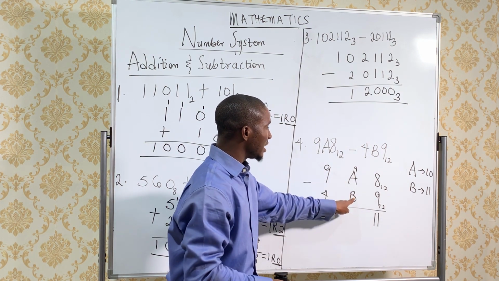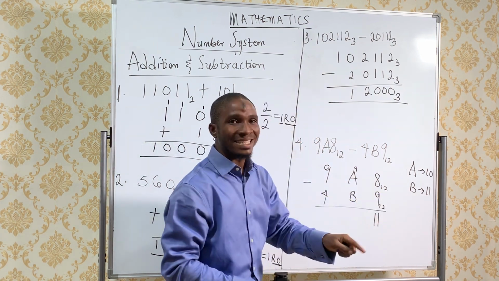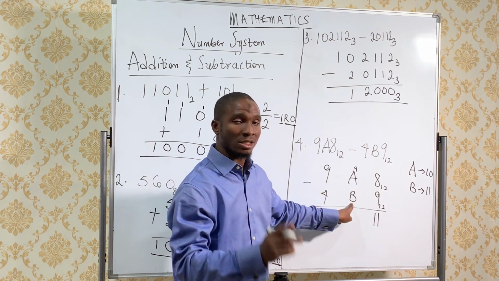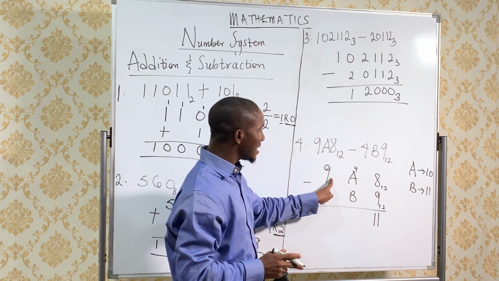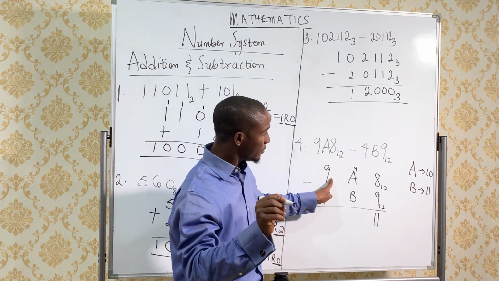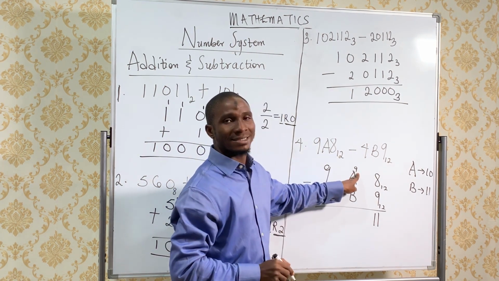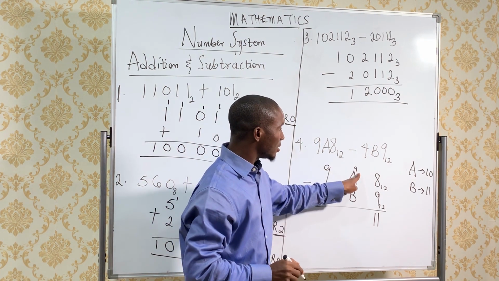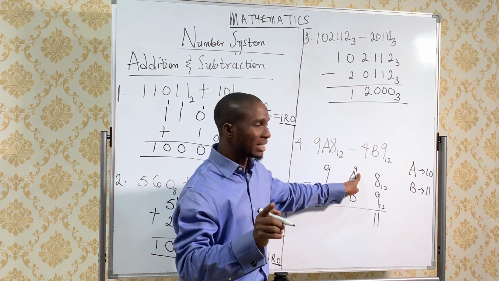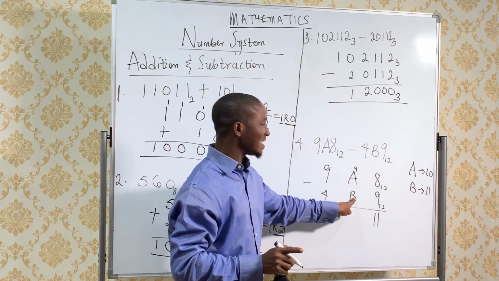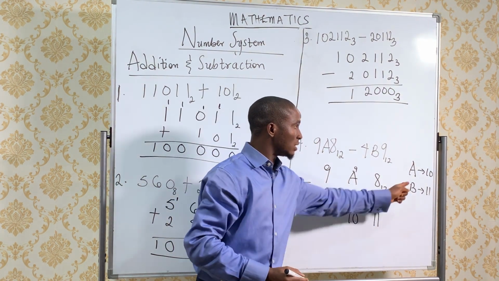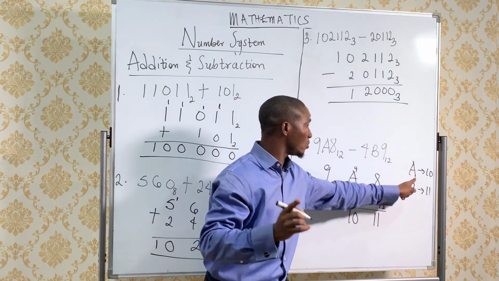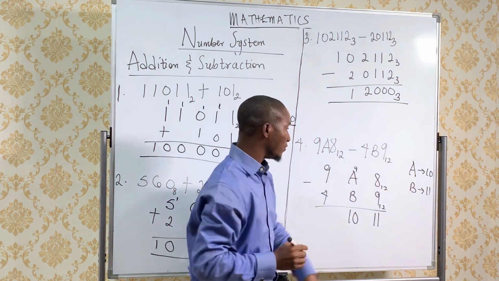9 minus B. This B is 11. So it's like saying 9 minus 11, which is not possible. So you need to borrow 1 from 9. If you borrow 1 from 9, you're actually borrowing 12. You add 12 with this 9. 12 plus 9 is 21. Now 21 minus 11 will give you 10. We can also replace this 10 with A later. Don't forget that you are dealing with base 12.